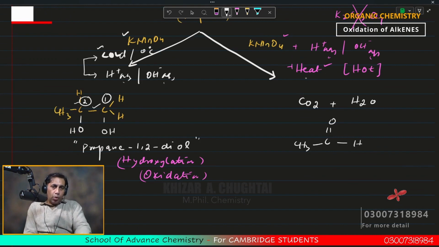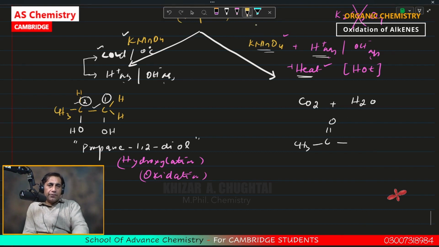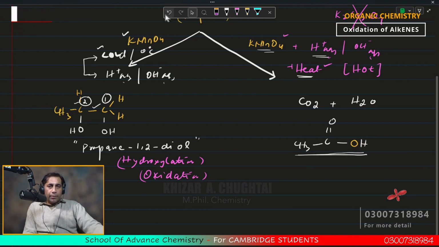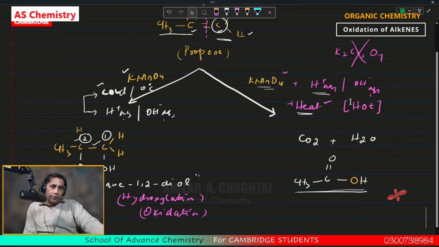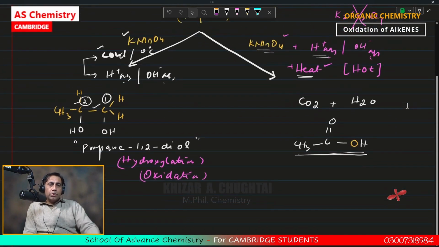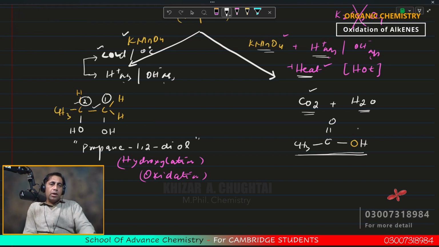But as you know, we are heating in the presence of acidified KMnO4, so this aldehyde will change into a carboxylic acid. So it has become an acid. Finally, if I heat this alkene with hot KMnO4, acidified or alkaline, there is formation of CO2, H2O, and an acid, ethanoic acid basically. So generally, the carbon-containing compounds are CO2 and ethanoic acid.